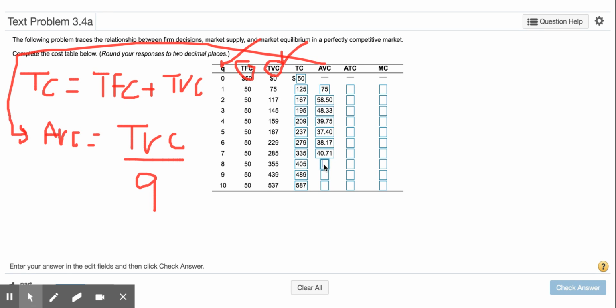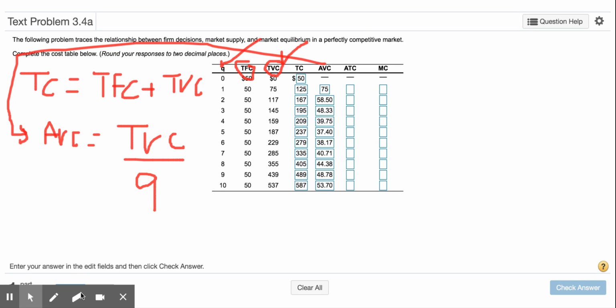355 divided by 8 is 44.88. 439 divided by 9 is 48.78. And finally, 537 divided by 10 is 53.7.